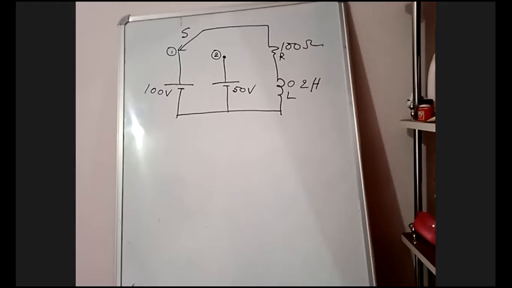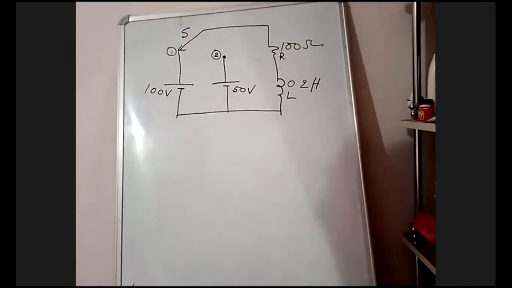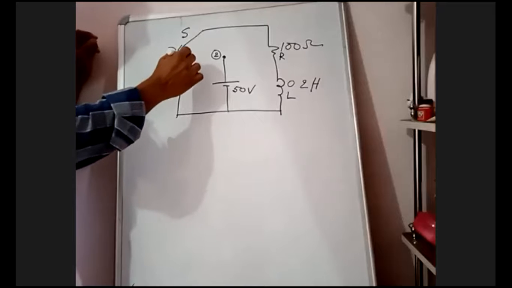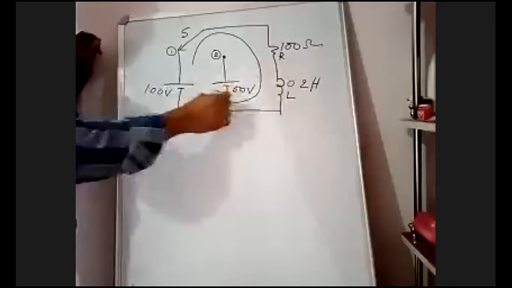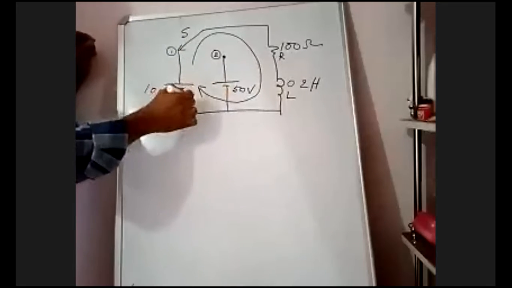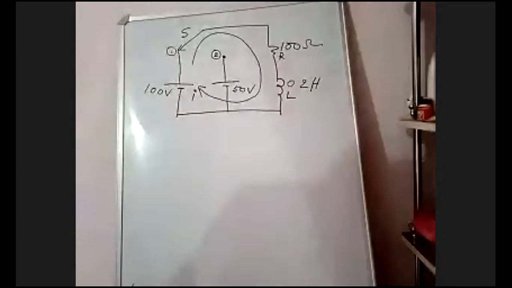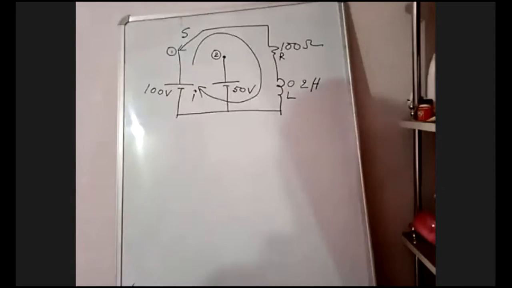Is it clear? Now first I am placing the switch in position 1 and determining the current equation. Now you know the first order differential. When the switch is in position 1, how will the current flow? Current will flow like this. We are connecting to 100 volts, not 50 volts. Now in the closed loop, we can apply KVL.